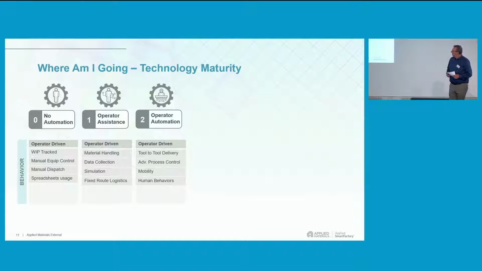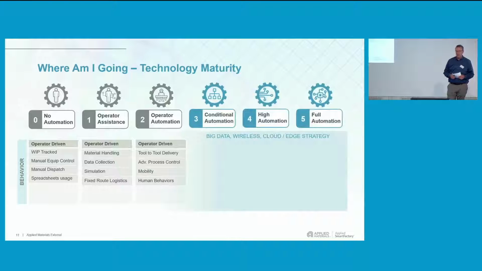When you move up to level 2, you start to see those systems working together. They're not just working by themselves. So things like tool-to-tool delivery, and I guess I jumped the gun. This is where you start to see advanced process control and so forth. So these are all initiated still by a human, right? And so they're subject to the speed that a human brings to the table.